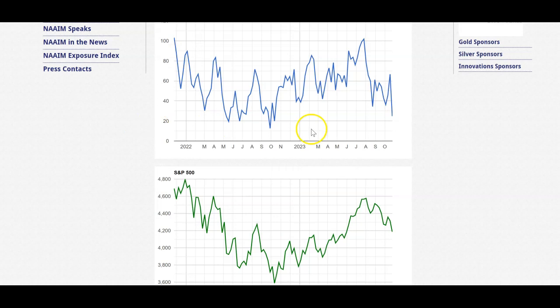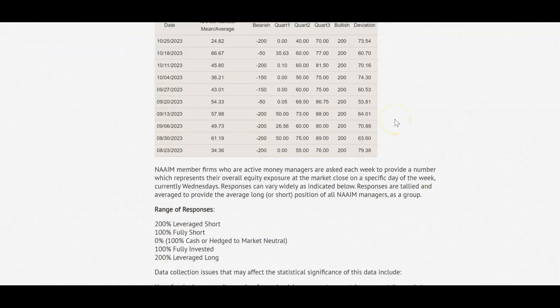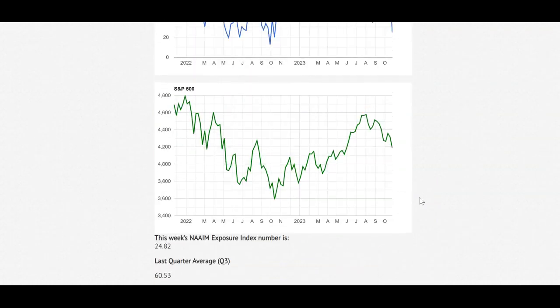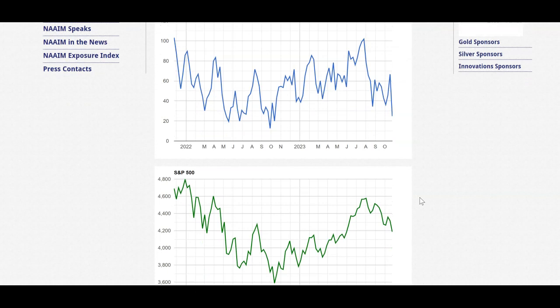And another nice thing to look at is the NAAIM. It's the positioning of the portfolio managers, and you see they actually started to sell very aggressively. And once you check out the numbers, that -200 is telling us that they are leveraged short. So they completely switched around their portfolios. The same for the AAII. That sentiment from the retail investors also turned around and is quite bearish now. But let's hop into these charts.